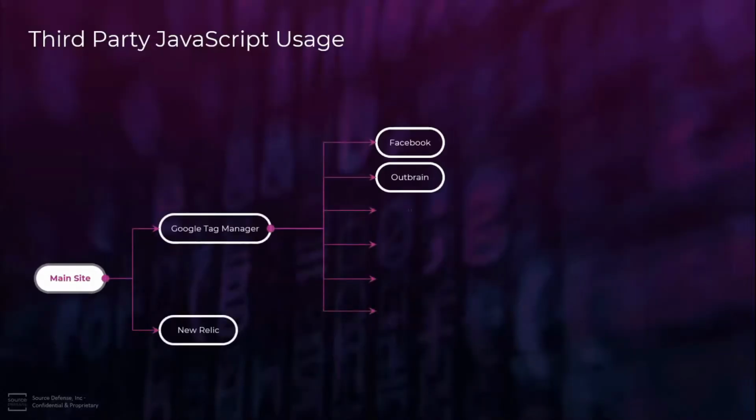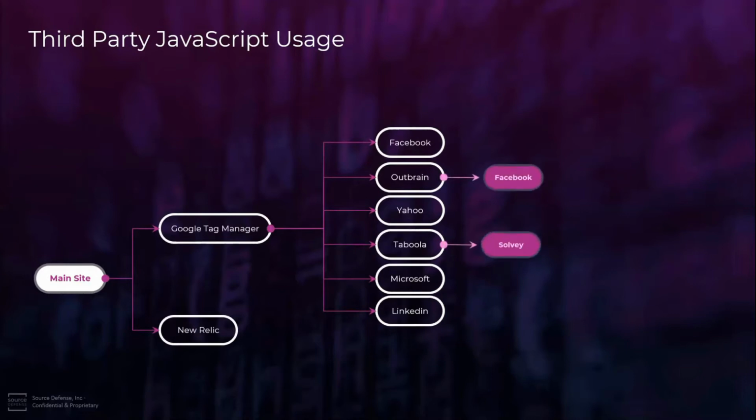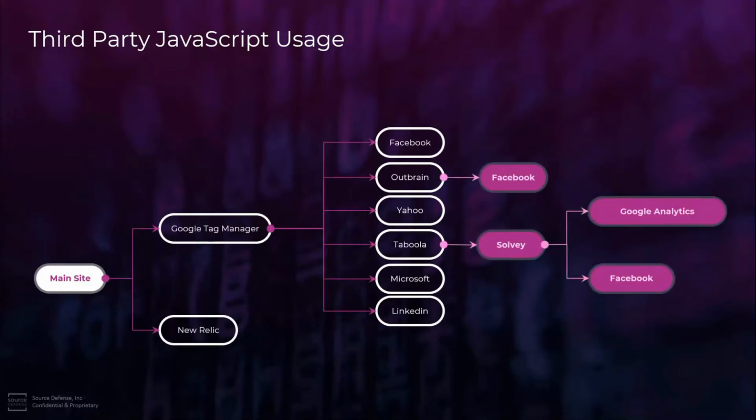So here we have a sample request map of some third-party JavaScript on a website. Typically, you'll know the first and second levels of this map. So typically, you'll know the tag manager you're using and even the scripts you're loading directly onto the page outside of the tag manager. You'll utilize this tag manager to bring in these other services, so things like Facebook and Yahoo and Taboola and Microsoft and LinkedIn.